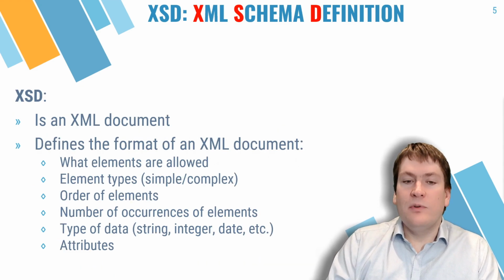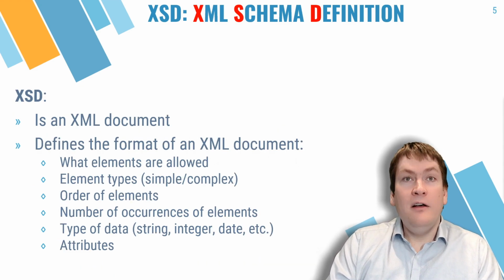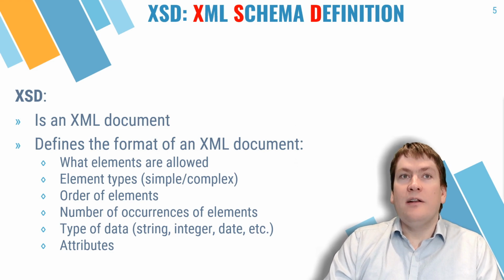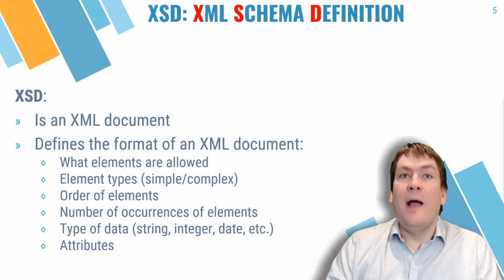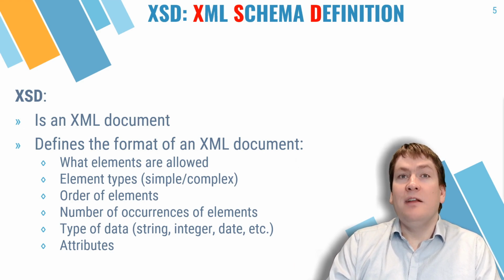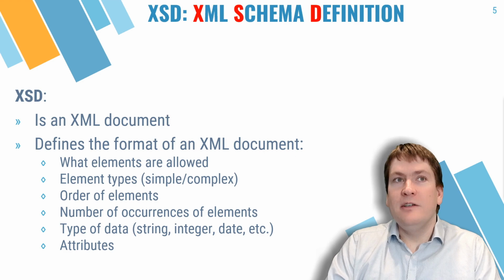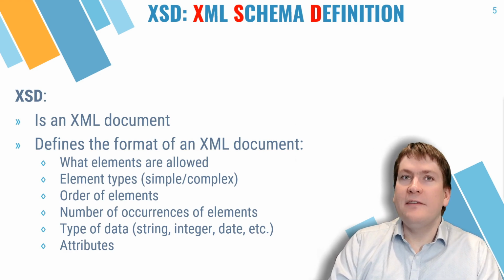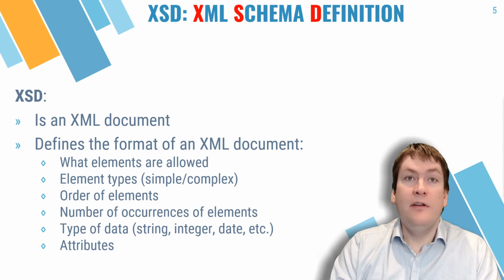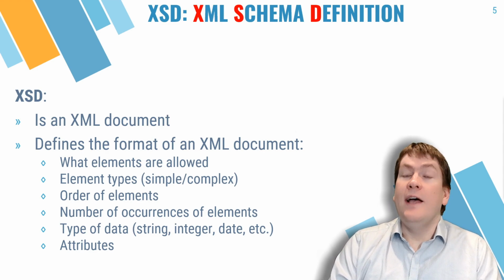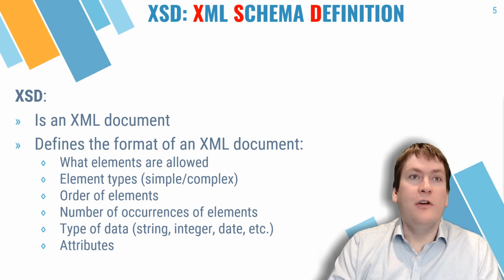So XSD is a solution for that. It itself is an XML document, but the data that this XML document is going to hold is going to be the format of another XML document. So it's going to be a specification for another XML document. The kind of things an XSD document would store would be what kind of elements are allowed in the document, the names of those elements, the element types. So is doctor ID a simple element?